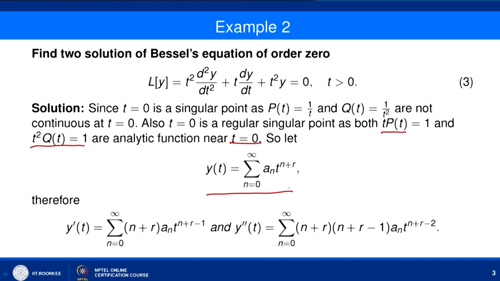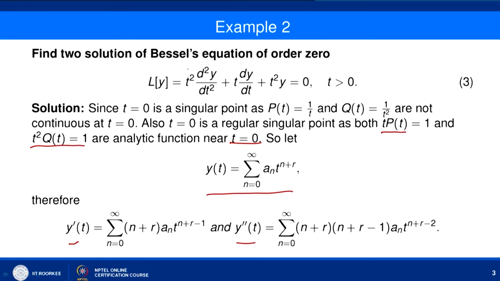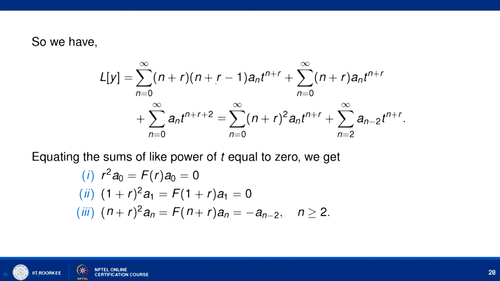For that, calculate y dash t. y dash t is summation from n equal to 0 to infinity (n plus r) a_n t to the power n plus r minus 1, and y double dash t is summation n equal to 0 to infinity (n plus r)(n plus r minus 1) a_n t to the power n plus r minus 2. Once we have y, y dash and y double dash, we put them back into equation number 3. We get summation n equal to 0 to infinity (n plus r)(n plus r minus 1) a_n t to the power n plus r, because we already have the term t square, so t to the power n plus r minus 2 times t square makes it t to the power n plus r.